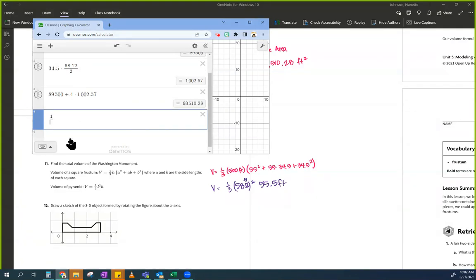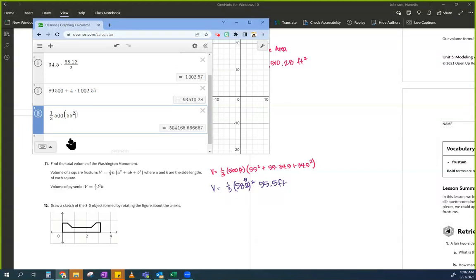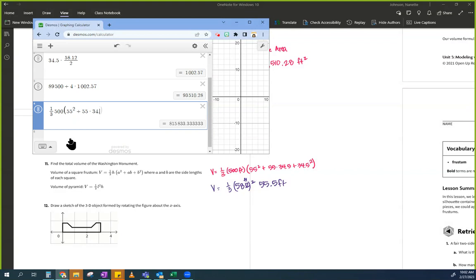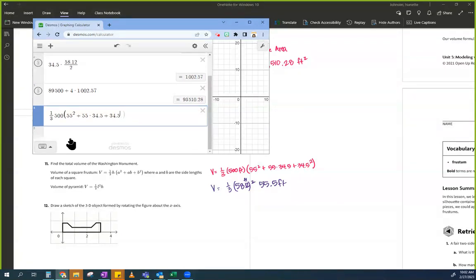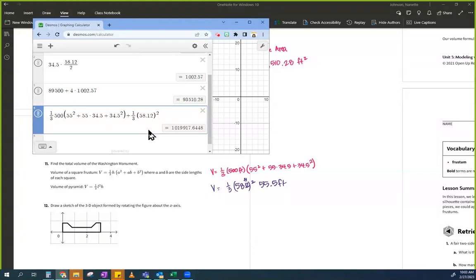Okay. So let's see, 1/3. And I'm just going to make sure that I type everything in correctly. 55 squared plus 55 times 34.5 plus 34.5 squared. Let's see if I did that correctly. 55 squared plus 55 times 34.5 plus 34.5 squared plus 1/3 of 58.12 squared. Did I do that right? 1/3 of 58.12 squared times 55.5.